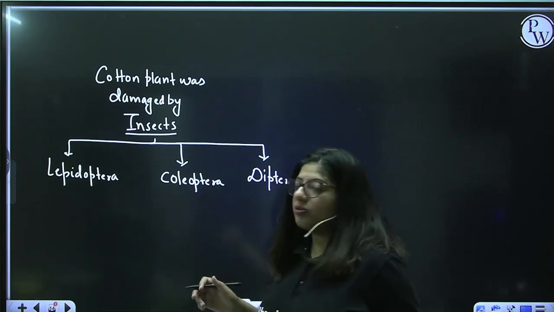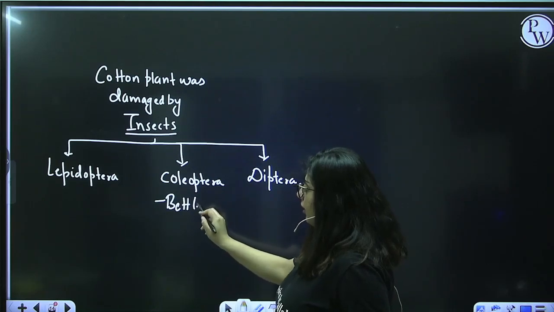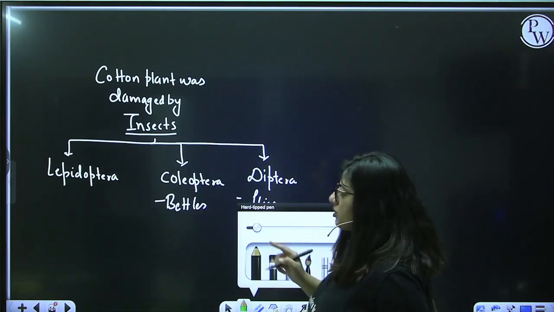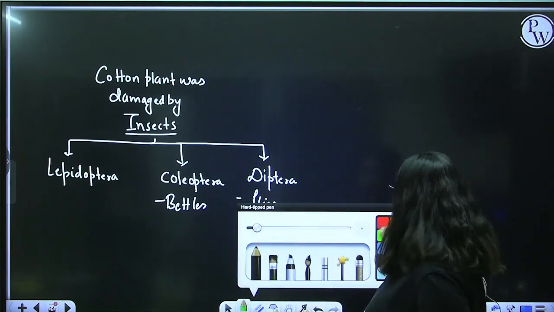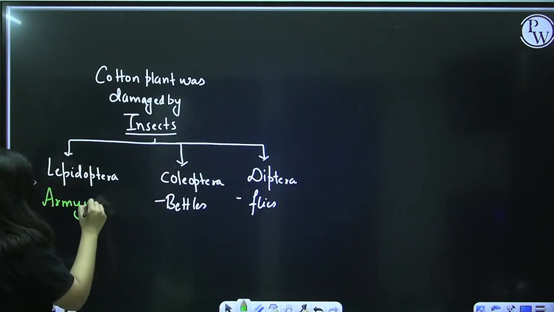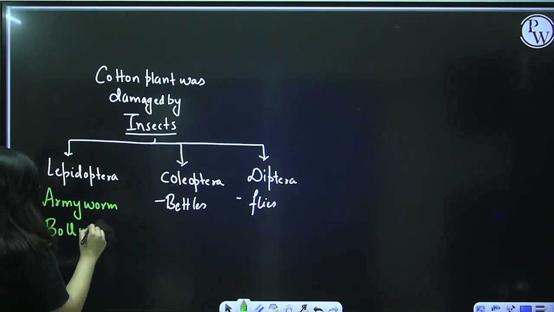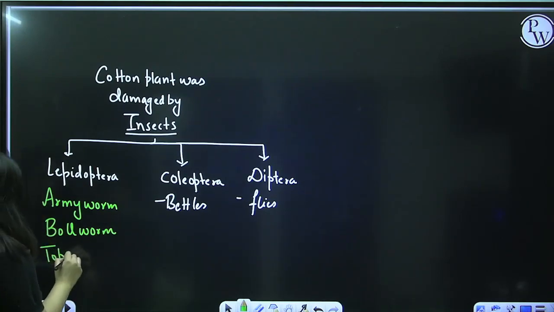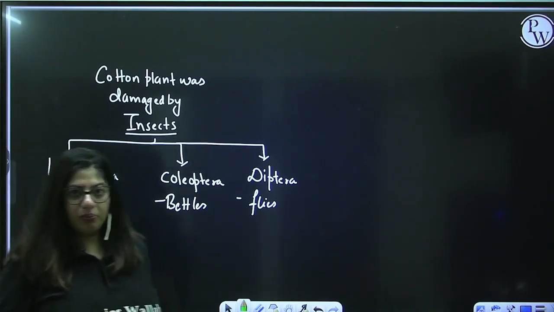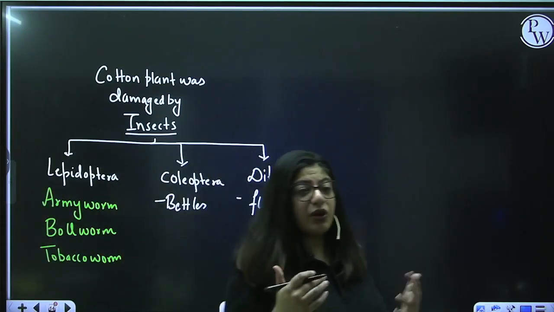For example, Lepidoptera is the order of butterflies. Coleoptera is the order of beetles. And this is the order of flies. So this plant can be infected by Lepidopterans, Coleopterans, as well as Dipterans. Now in Lepidoptera, we have army worm, which is a worm that destroys your cotton plant, and ball worm and tobacco worm. So these are the worms that can basically destroy your plants. These were the enemies of a plant as well as your enemies, because they're destroying the cotton plant.